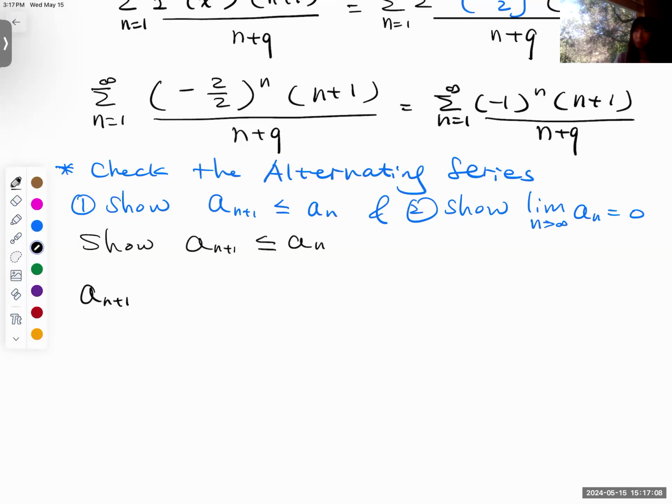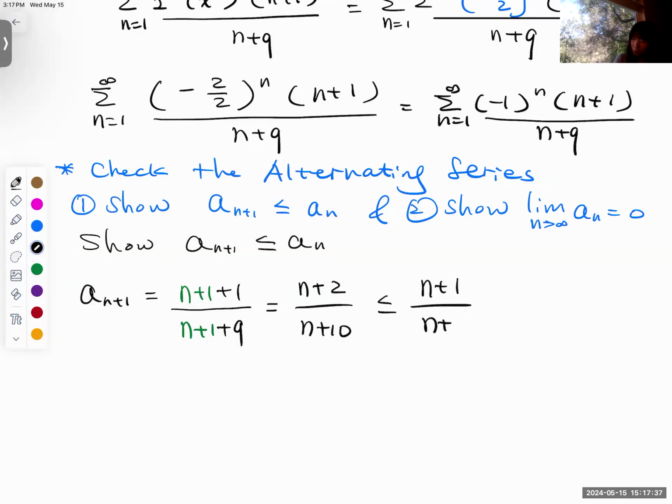So we don't carry this one, right? So we carry only that. So that will be n plus 1 plus 1 over n plus 1 plus 9. n plus 2 over n plus 10 is less than or equal to n plus 1 over n plus 9, which is a sub n. Is it true?